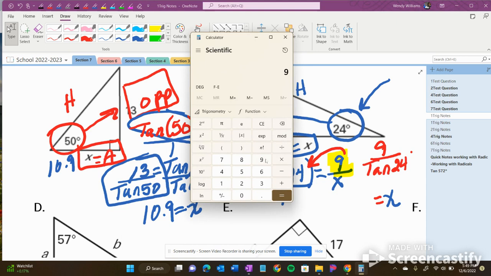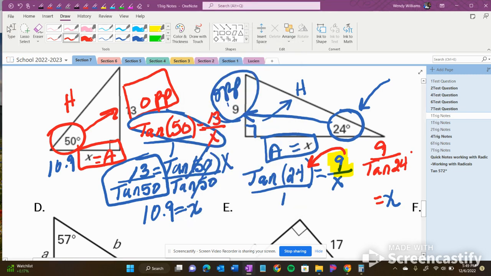9 divided by 24. We want the tangent function. Remember, that's the tangent of 24 degrees, but the calculation doesn't actually happen until you hit equals, and we get this as 20.2.